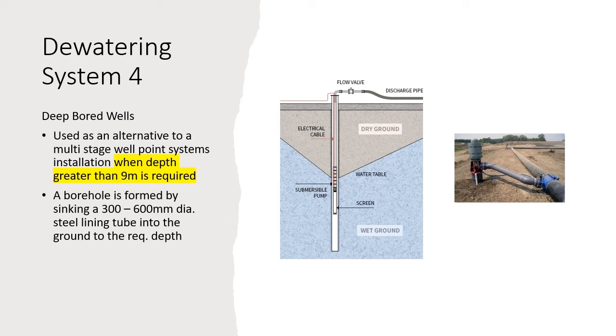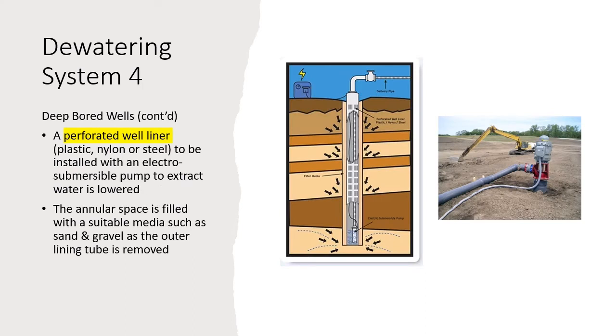A borehole is formed by sinking a 300 to 600 mm diameter steel lining tube into the ground to a required depth. Akan ada well point system, tapi sistem ni kita akan bore dia lebih dalam with the help of steel lining tube. A perforated well liner to be installed with the electro-submersible pump to extract water is lowered.